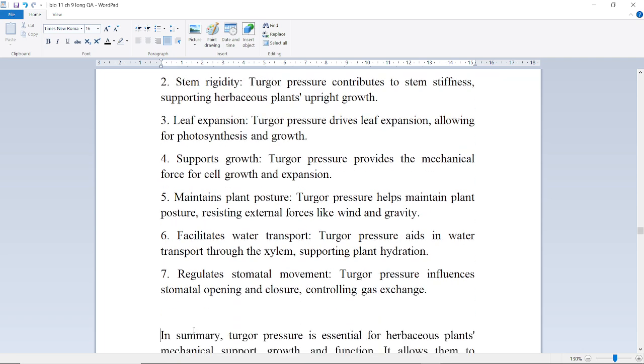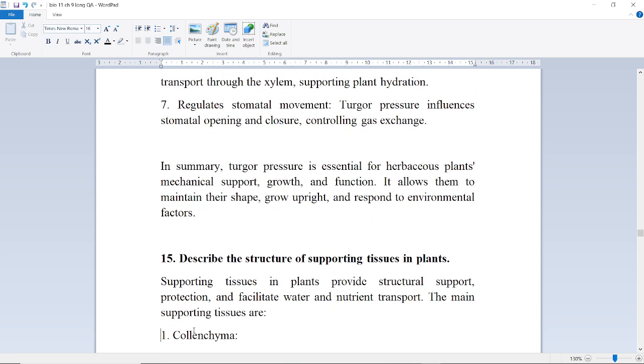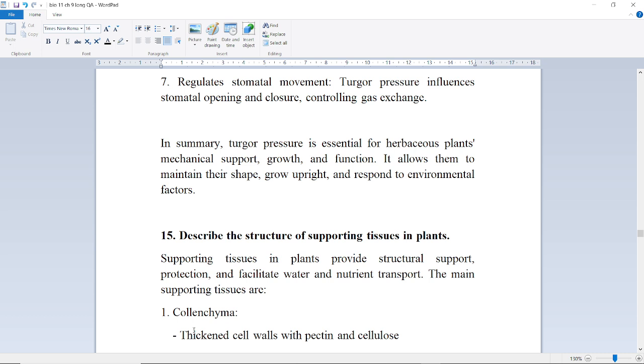Next is regulates stomatal movement. Turgor pressure influences stomatal opening and closure, controlling gas exchange. In summary, turgor pressure is essential for herbaceous plants for mechanical support, growth, and function. It allows them to maintain their shape, grow upright, and respond to environmental factors.